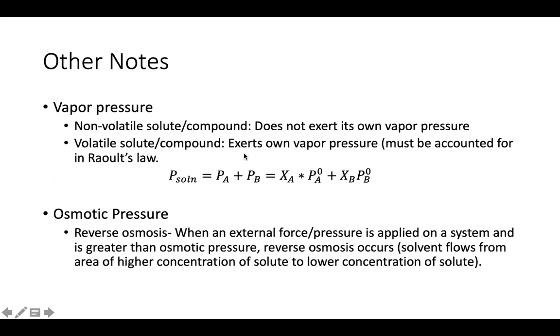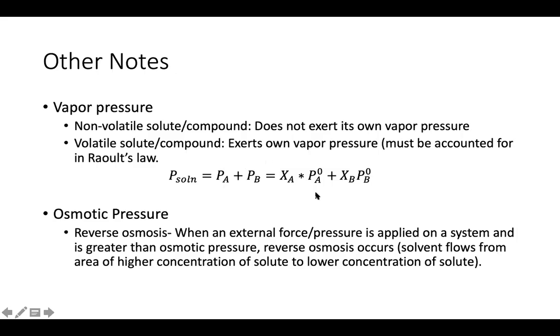Volatile solutes or compounds do exert a vapor pressure, so we have to account for them in Raoult's law. Let's say we have two compounds that are volatile, and they're both liquids, so they each have their own vapor pressure. We'll call them solvent A and solvent B. The total pressure above our solution will be equal to the vapor pressure of gas A plus the vapor pressure of gas B.